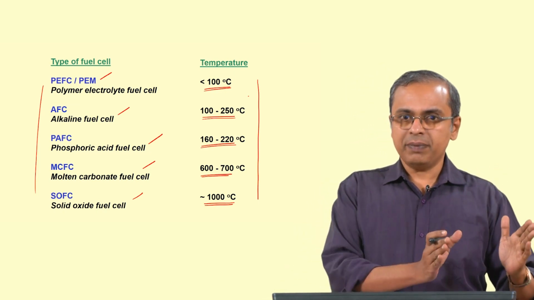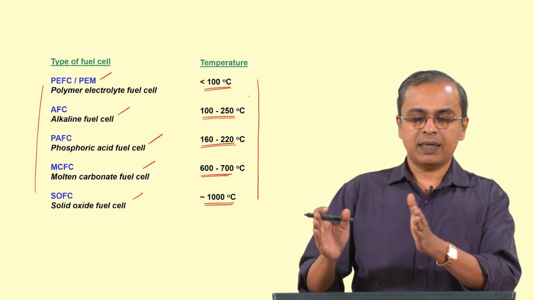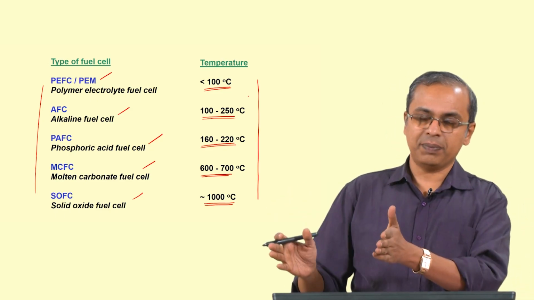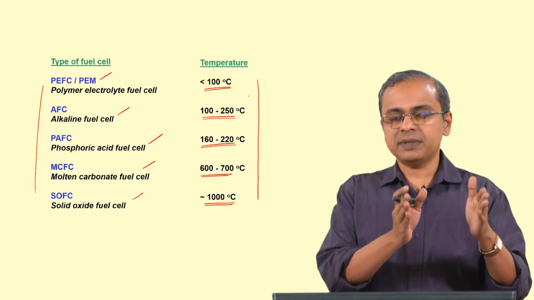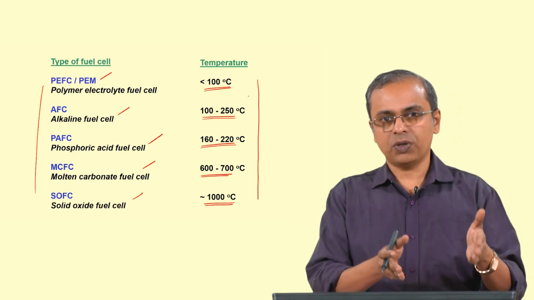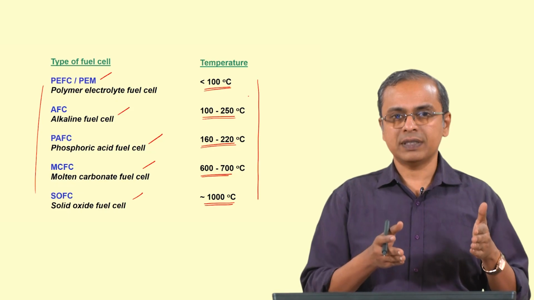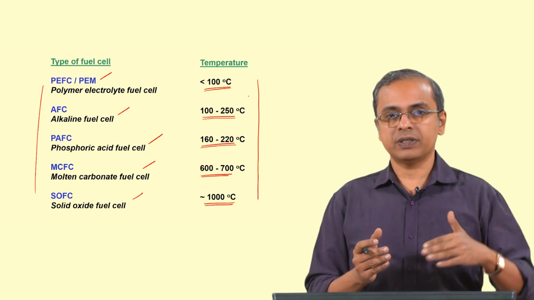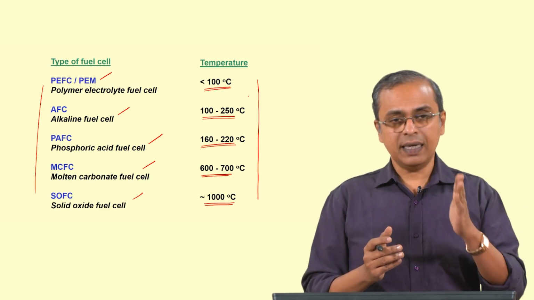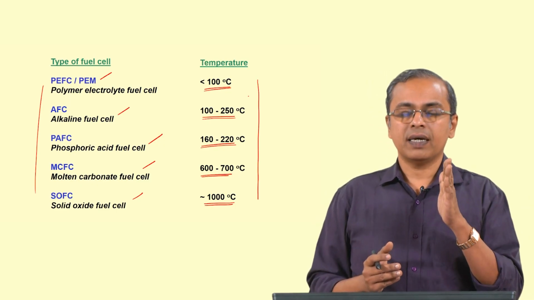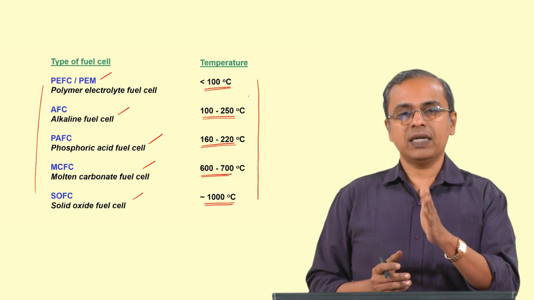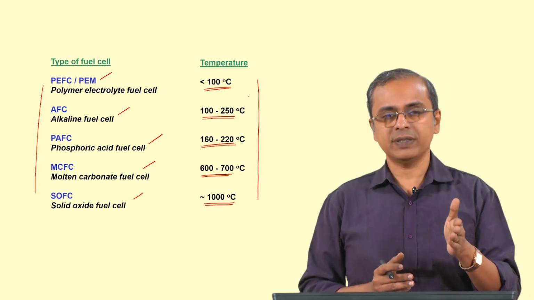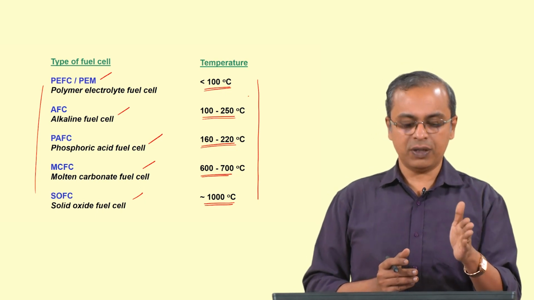Now I have just mentioned some names and some temperatures. It is of interest to understand why these names result in these temperatures. The first thing is that the names I have mentioned, whether it be proton exchange membrane fuel cell, alkaline fuel cell, phosphoric acid fuel cell, molten carbonate fuel cell, or solid oxide fuel cell, all refer to the material that has been selected as the electrolyte. So in a polymer electrolyte membrane fuel cell, it is a polymer based electrolyte.